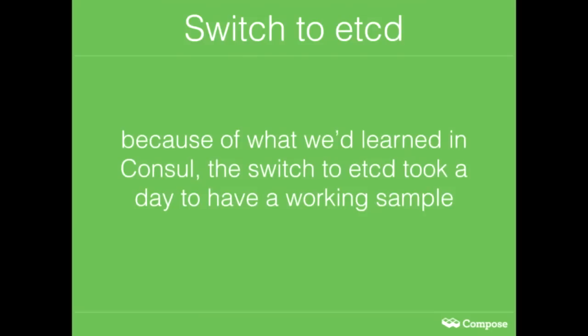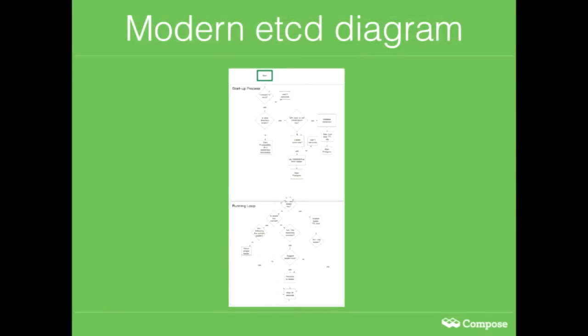So because of what we had learned, the switch to etcd was quick. Consul, like etcd, both use an HTTP API, and because of that, we could just change out a couple of HTTP calls. So it was very quick. We just kind of switched over the prototype.